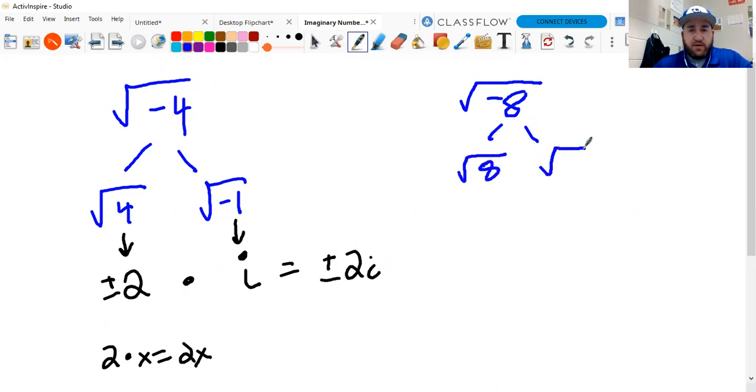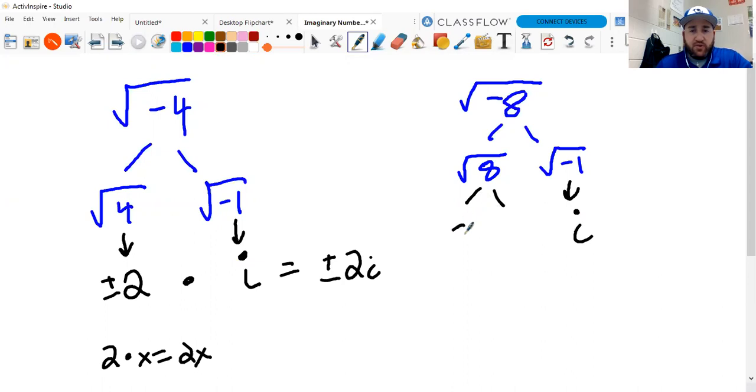Square root of 8, square root of negative 1. I know the square root of negative 1 is i. Square root of 8, I'm going to break down. So now I'm going to do my factor tree.